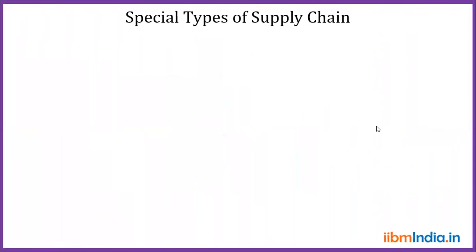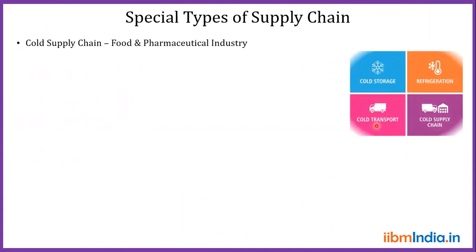Coming to the next module, which is about the special types of supply chain. Till now, we have been discussing mainly from the manufacturing and service point of view, but there are some specific supply chains, right? Which are related to that particular industry. Now let us start with the first, the cold supply chain.